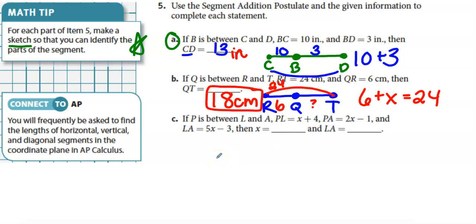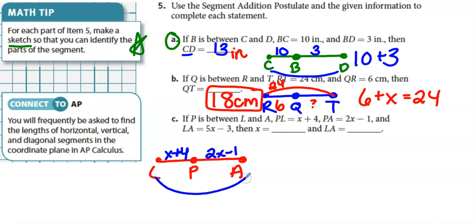All right, let's do one more, and let's talk about some equations. So it says P is between L and A. So I'm going to draw a line segment, L and A, with P somewhere in between it. I'm going to label my parts now. So PL, the first part, is x plus 4. The second part, PA, is 2x minus 1. And then the whole entire thing is going to be 5x minus 3.